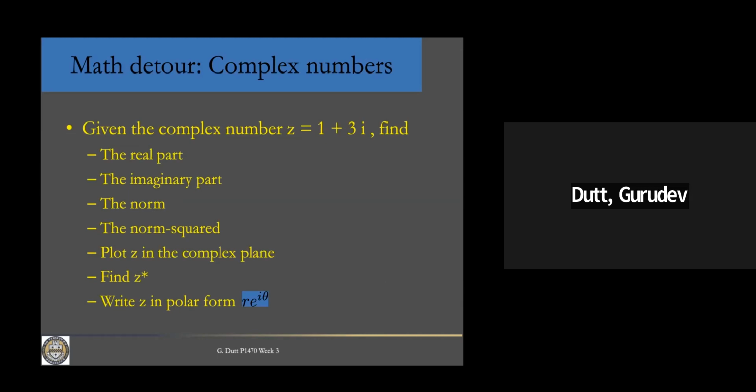Okay, so let's see how much you're following this. If I give you this complex number z equals 1 plus 3i, what's the real part? Yes, 1. What's the imaginary part? Yes, 3. What is the norm? Yes, square root of 10. Very good. Everybody follow that? The norm is the square root of x squared plus y squared. So, the norm squared is then just 10, right?